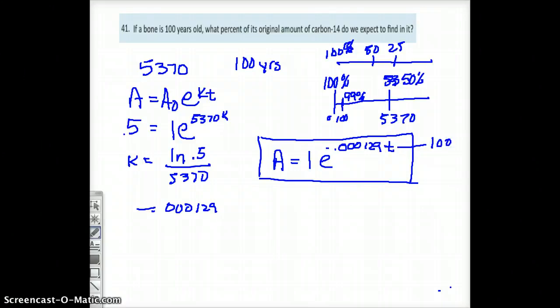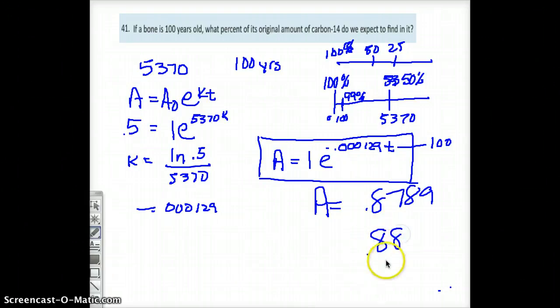Now I'm going to get my calculator out and hit clear. I'm going to do 1 times e to the negative 0.000129 times 100, close parenthesis, and hit equal. And I have the following number, 0.8789, which is really 87.89%, which is really about 88%. Keep that in mind. That's how to do that problem.